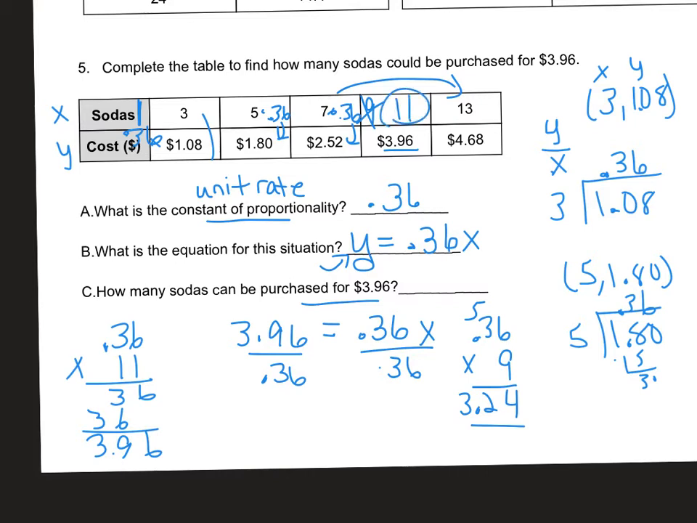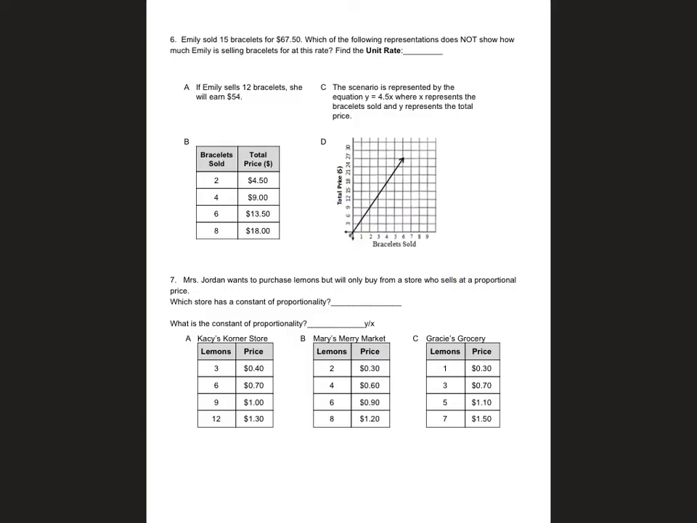So how many sodas can be purchased? 11 sodas. Again, you can use your equation, or you can do it by trial and error. As long as you know the constant of proportionality, you can figure out how many sodas gave you that cost. Okay, let's go ahead now and look at the following problem.